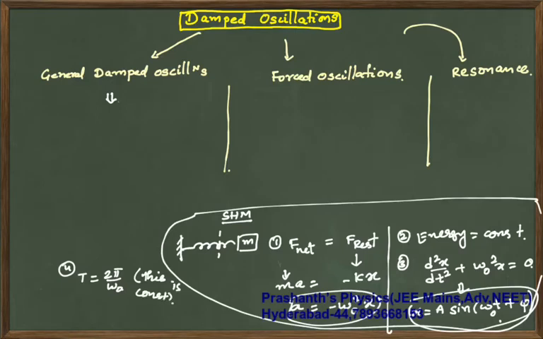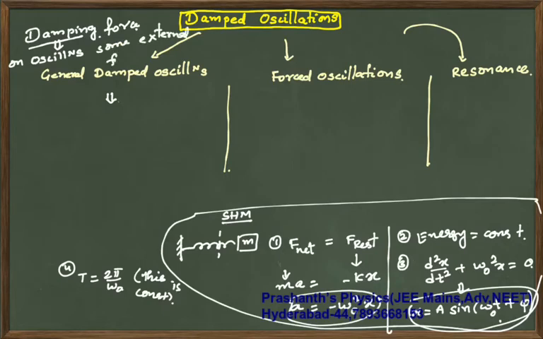So all this stuff is for a general simple harmonic motion. This is your basic scenario. Now coming to your damped oscillations. Damping, if you take this word damp, means there is dying of oscillations. So there is indirectly some damping force, which means some external force is involved on the oscillations. So that is what you are calling your damping force.